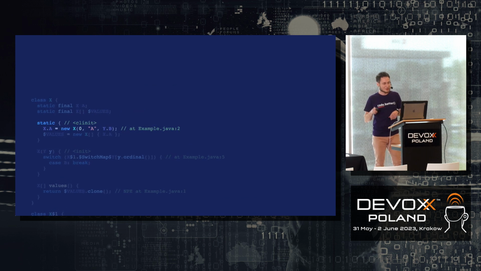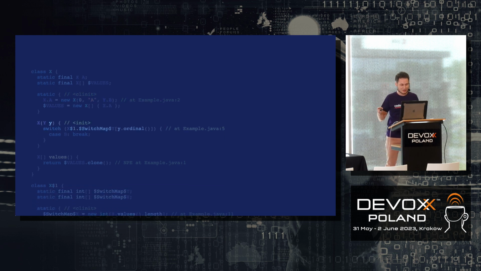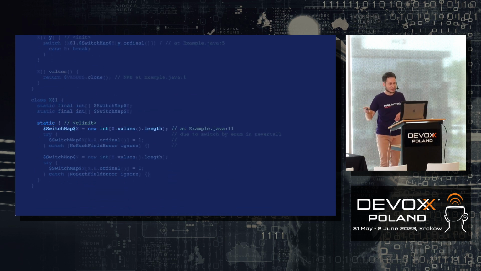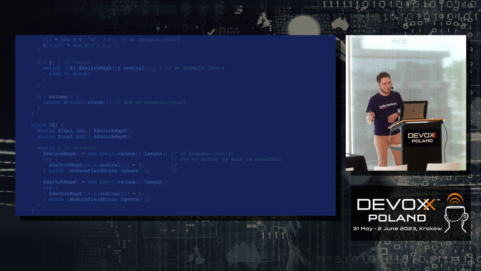So in order to initialize one enum, we are going to call its constructor. In its constructor, we have a switch. This switch uses the switch map. And in the switch map, we already need what we are just trying to initialize. We already need the value of all the constants of our enum, null pointer exception.